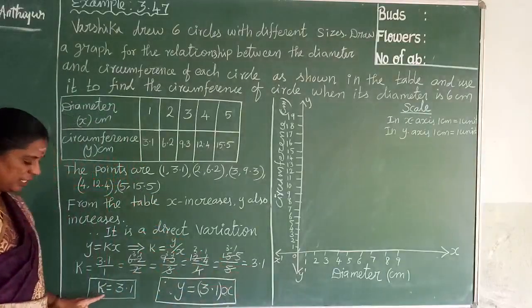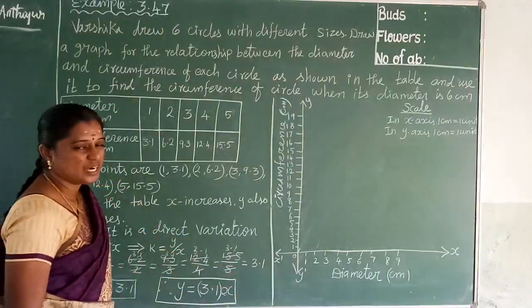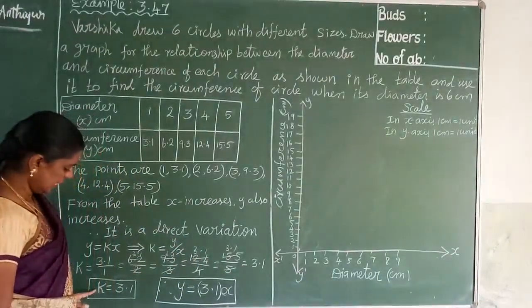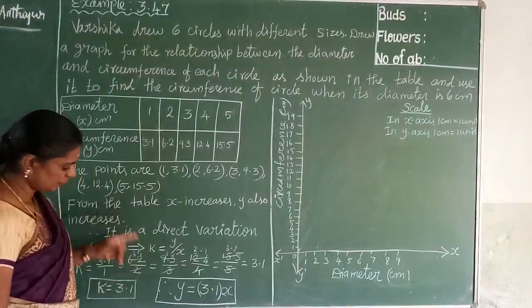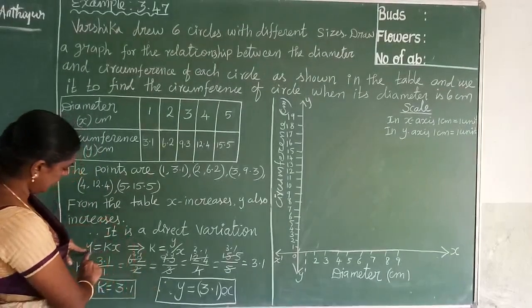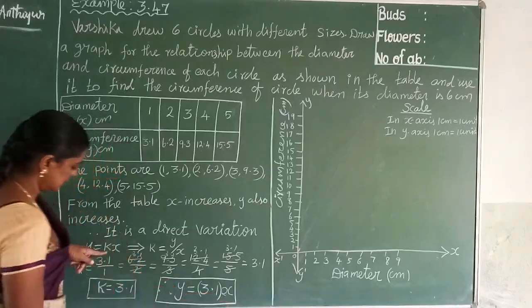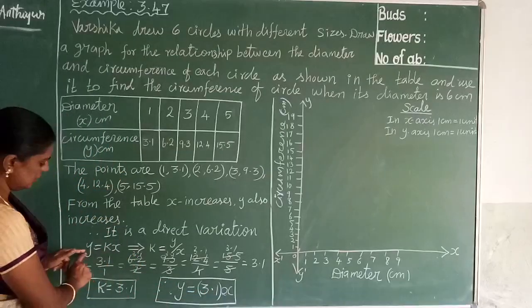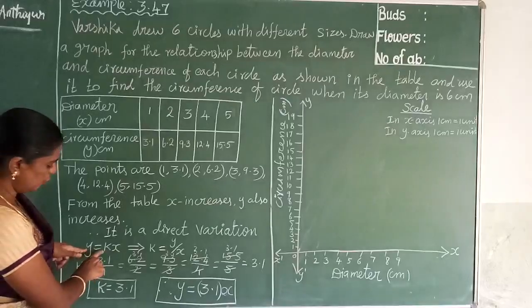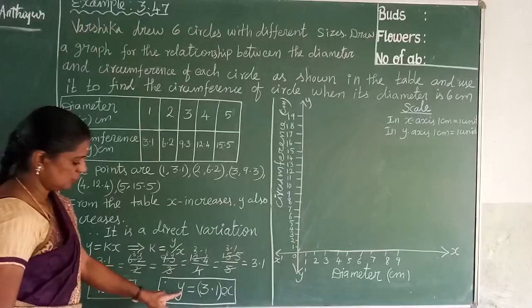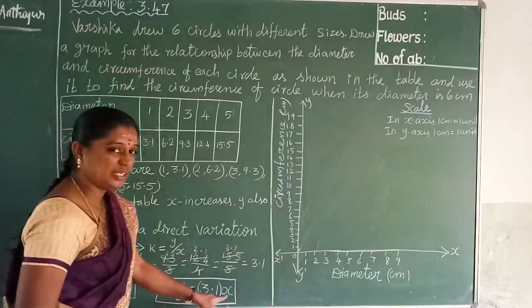So k is equal to, k is what? Proportionality constant. So the k answer is 3.1. And substitute the k value here: y is equal to k, that is 3.1, into x. So k answer 3.1 means what equation do we get? Y equal to 3.1x. So therefore y equal to 3.1x.